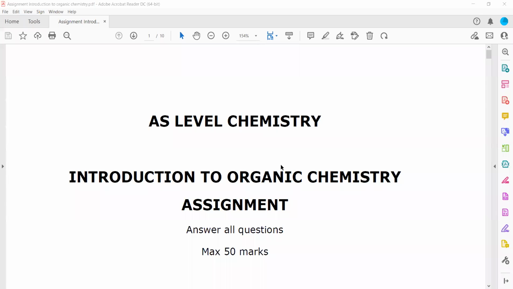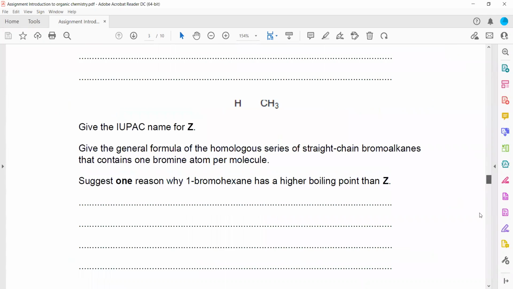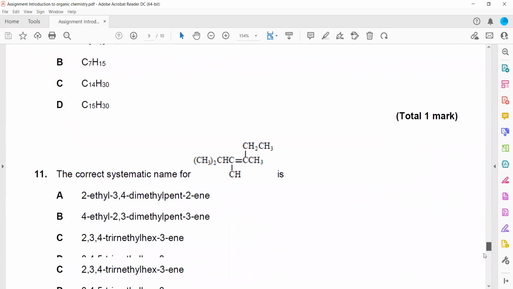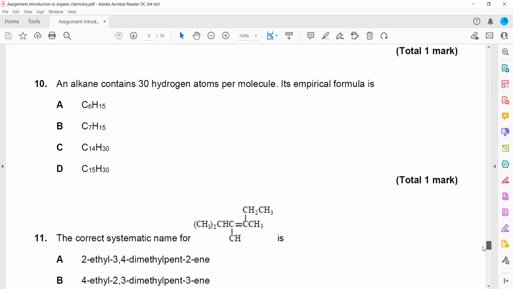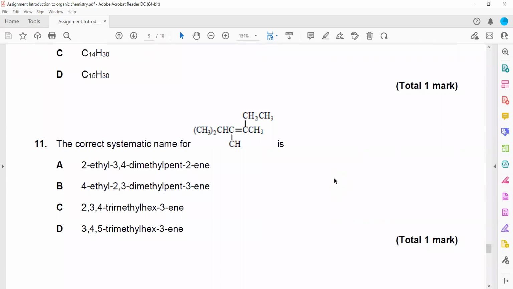So, the assignment related to organic chemistry, the introduction to organic chemistry. The doubts were question 11, 12, and 13. So the correct name for this: how to identify, how to write a correct name, we have to select the longest carbon chain.